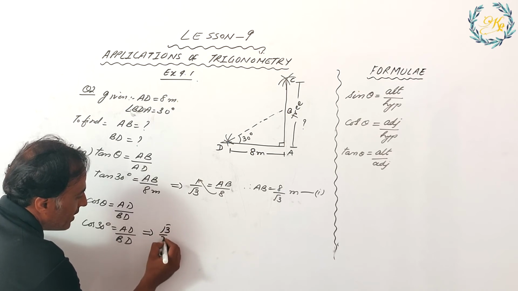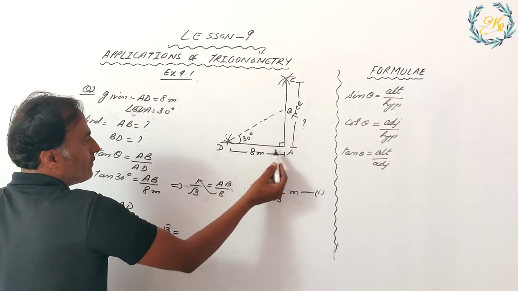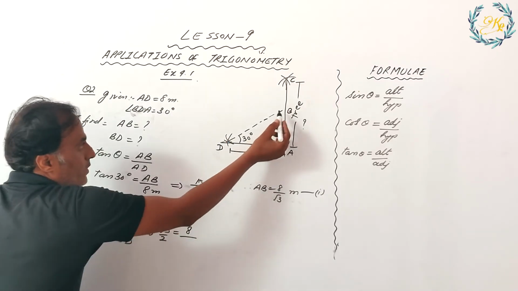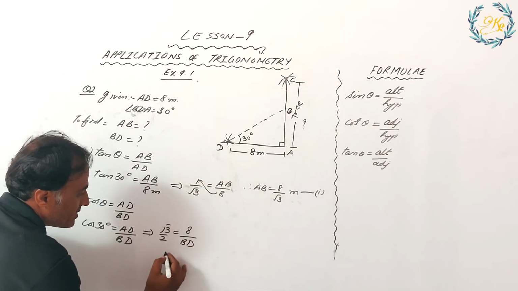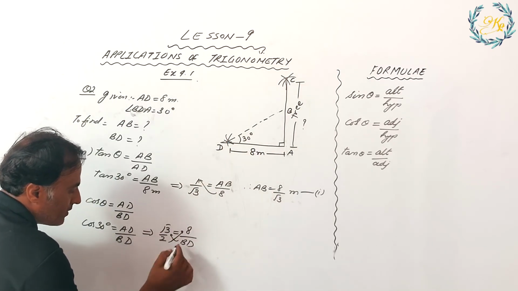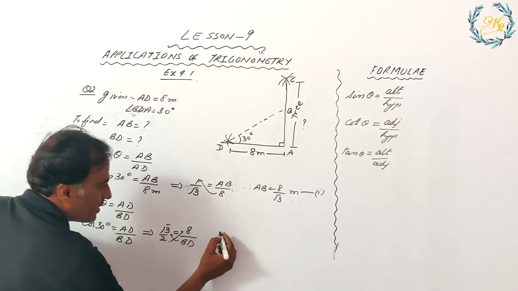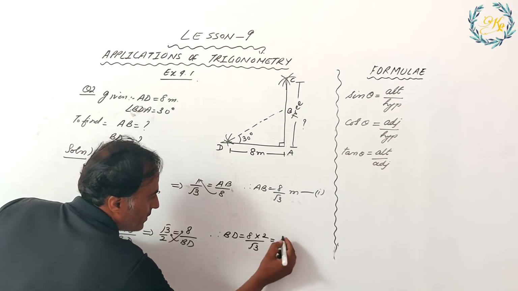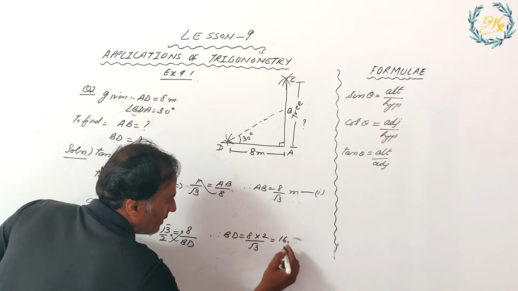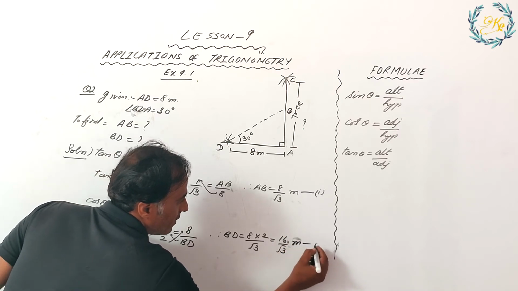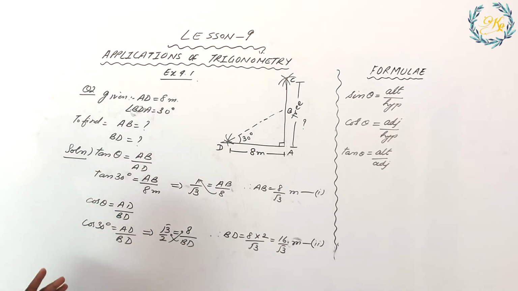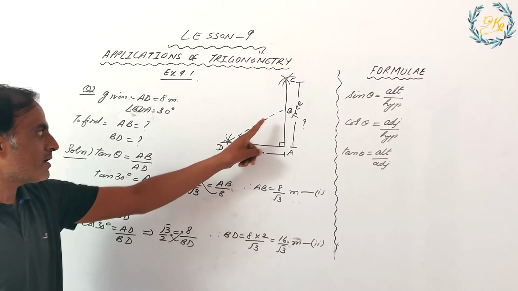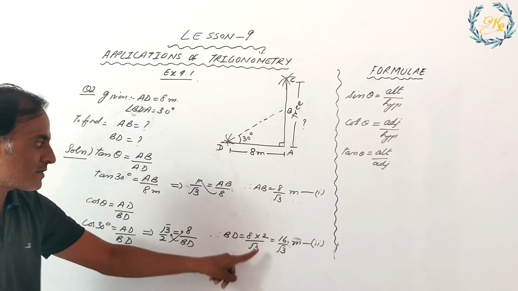This implies that root 3 by 2 is equal to, do I know the value of AD? Yes, it is given, 8 upon. Do I know the value of BD? No, I have to find that. So I will write it as it is. Interchanging the values, you get BD is equal to 8 multiplied by 2 upon root 3, which is equal to 16 by root 3 meters. Now if you see, this is the measurement of half the portion of the tree, AB, this is the measurement of the other half of the tree, BD, but we are asked to find the total height of the tree.